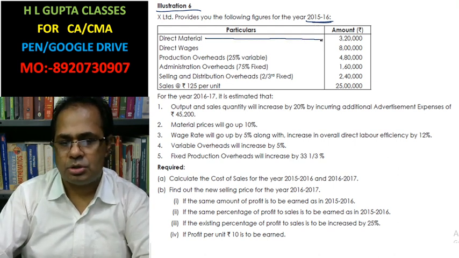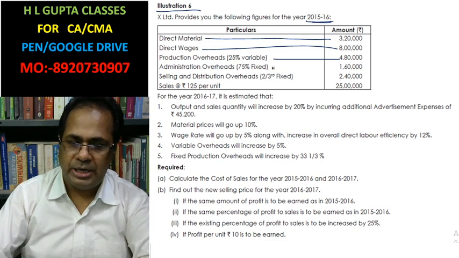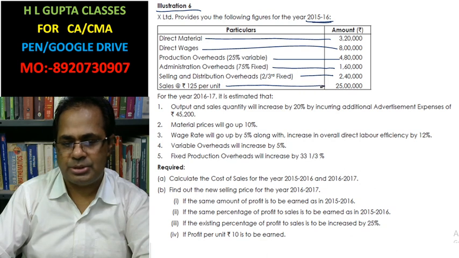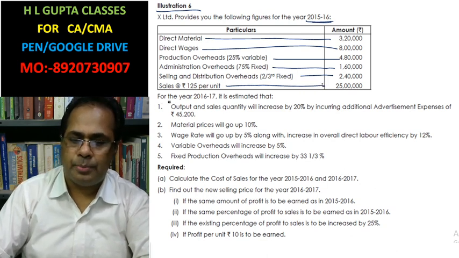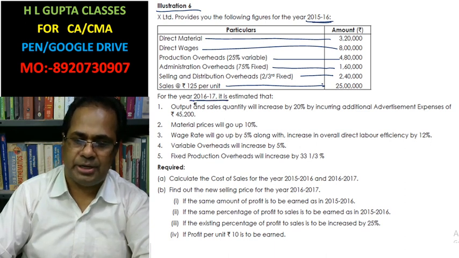Direct material cost is given here. Direct wages is given here. Production overhead is given, 25% variable. Administrative overhead is given as 1,60,000. Selling and distribution overhead is given, 2/3 is fixed. Sales are at the rate of rupees 25 per unit. This is the information. Now the information for 2016-17 is also given here.